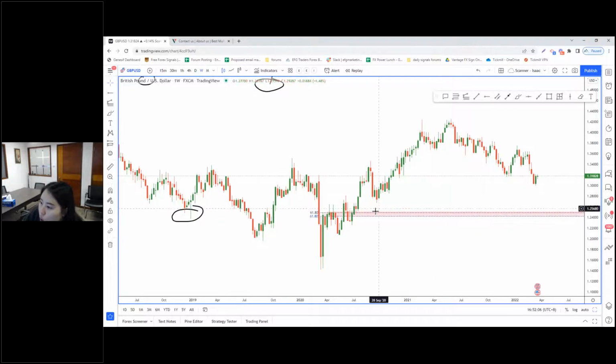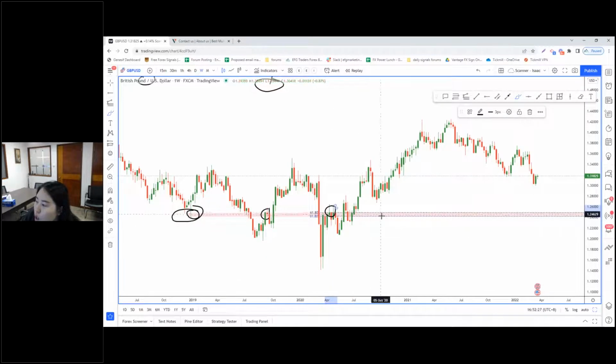Okay, so if we pull this zone back, it would line up with this tiny little swing low. It will line up with this tiny little swing high. It will line up with these swing highs.